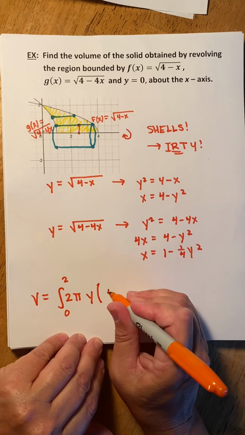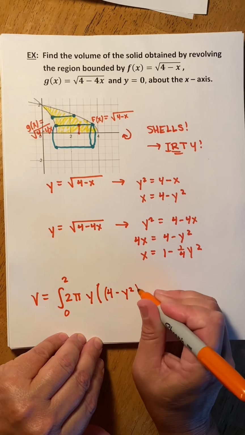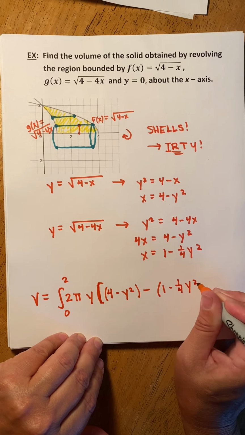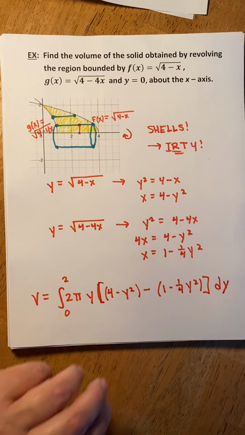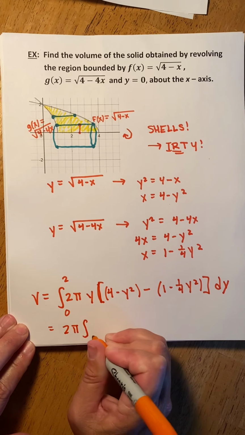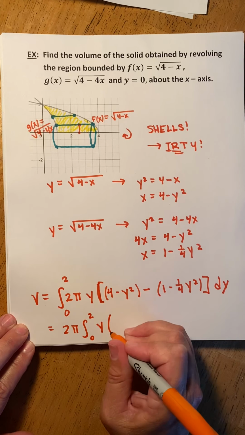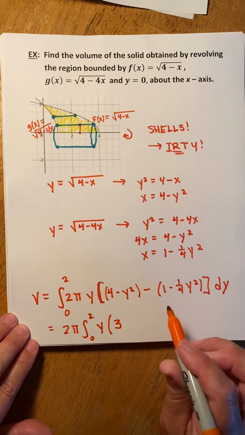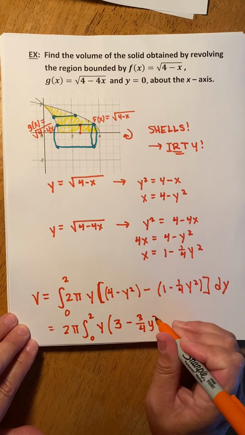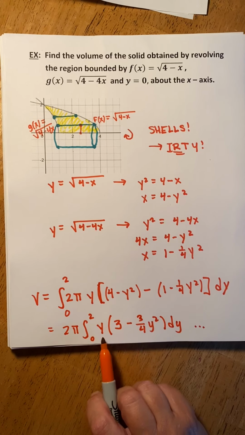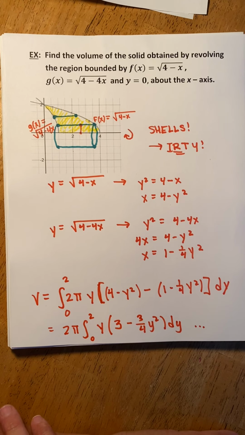So the right function is 4 minus y squared, minus 1 minus 1/4 y squared. You can integrate with respect to y. I'm going to clean that up. I'm going to pull my 2 pi out. That makes me feel better. 0 to 2y. And I get 4 minus 1, which is 3. And negative y squared plus 1/4 y squared is going to be minus 3/4 y squared dy. So that's how we would set up the integral. I would just distribute this. This is just 3y minus 3/4 y cubed. And there you go.